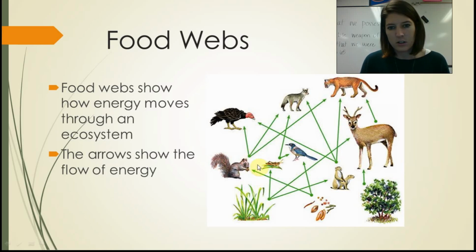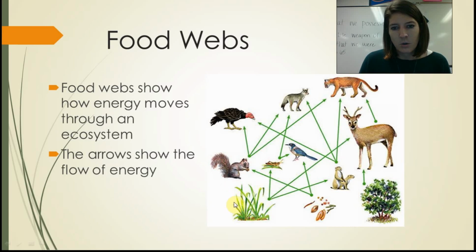Because here we have a squirrel, and the squirrel is eaten by this coyote. But the arrow is going from the squirrel to the coyote. What that means is that the energy contained within the squirrel is being given to the coyote. Not that the squirrel is eating coyotes, because that is terrifying and that is not happening. So every time we draw arrows on a food web, we're showing which way the energy transfers.